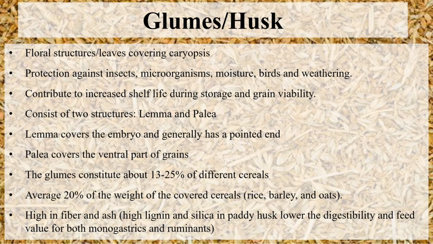The glumes constitute about 1/3 to 5% of different cereals, and average 20% of the weight of the covered cereals: rice, barley, and oats. They are high in fiber and ash. High lignin and silica in paddy husk lower the digestibility and feed value for both monogastrics and ruminants.